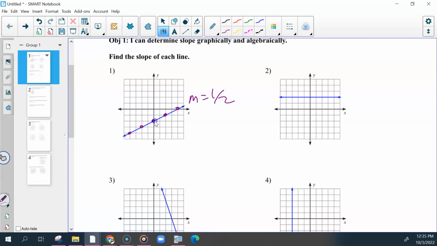Number 2, this was a horizontal line. So because it is a horizontal line, our slope is 0.